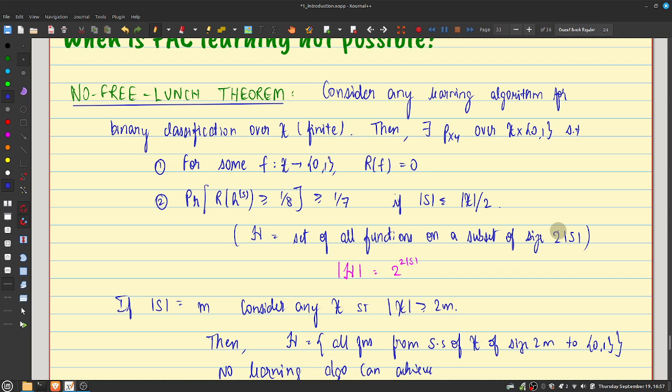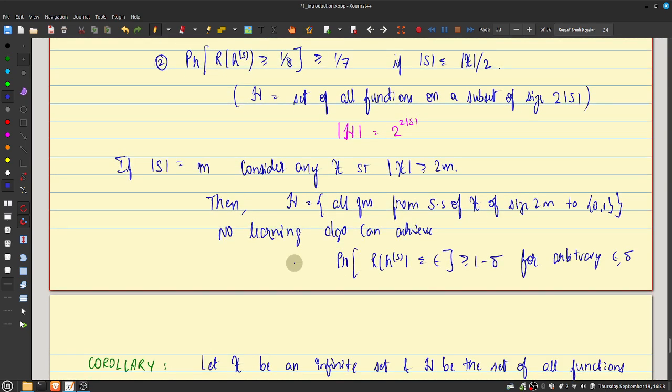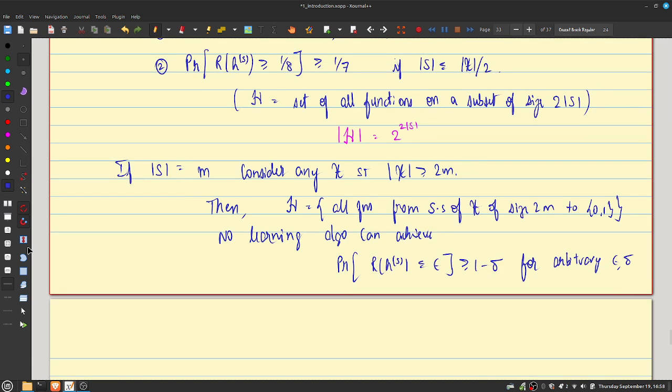You also explain what exactly, like over here, on a subset of size. So you take any subset of X, all right, of size 2 times the number of samples that you have. Okay, it could be the set of all functions from X to 0, 1, but I can even restrict myself to a smaller subset of X. So H is the set of all functions on this subset.